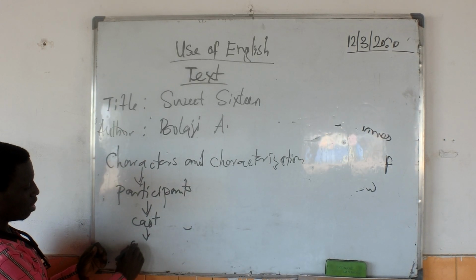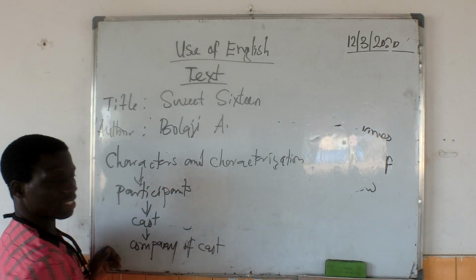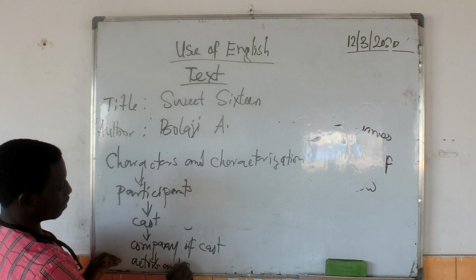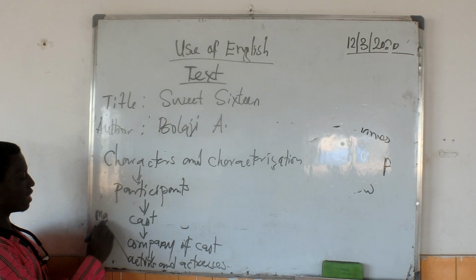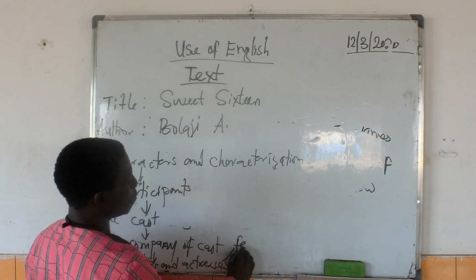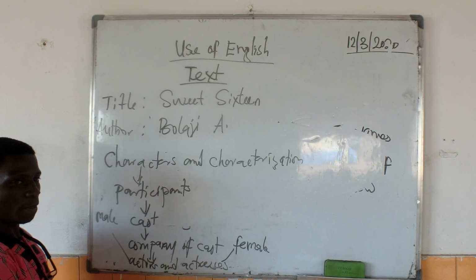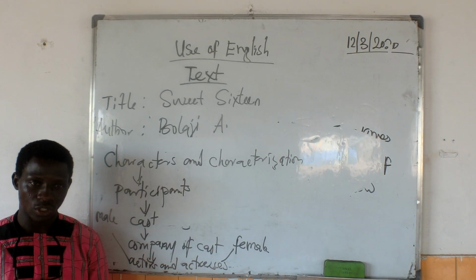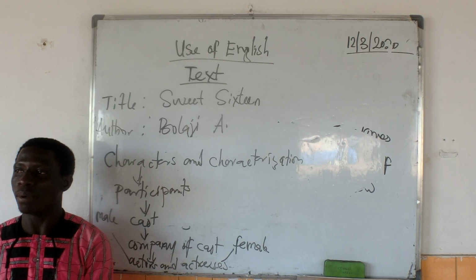We can also call them cast of characters. We can also call them actors and actresses. So when we're talking of actors, we mean the male character, somebody with the male gender. When we talk of actresses, we mean female characters or female participants. That's just the difference. And in the story, the narrator gives no preference to male or female. So it is not a feminist or feminism story. It talks about both genders.